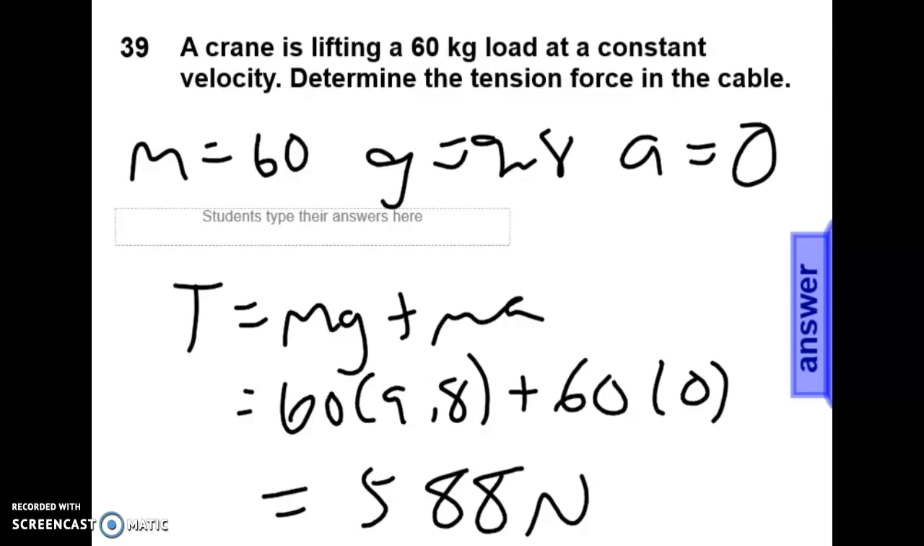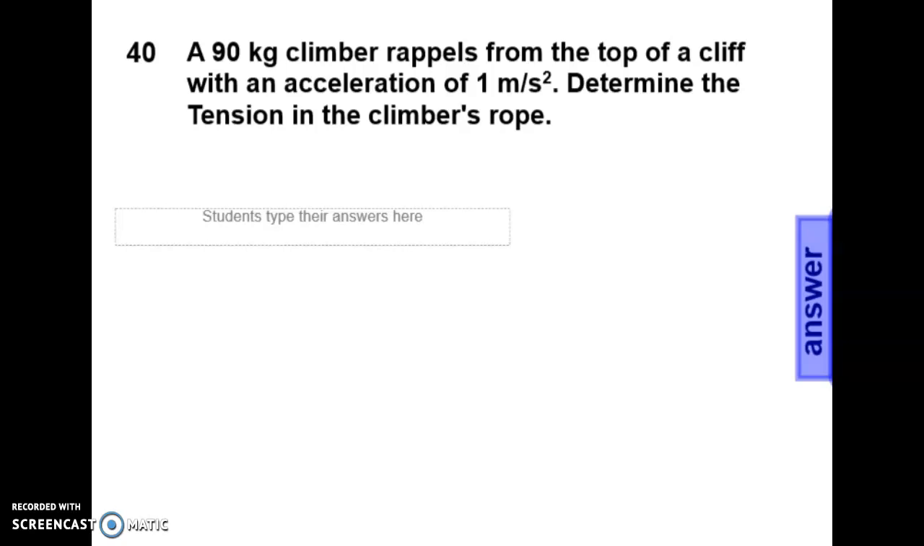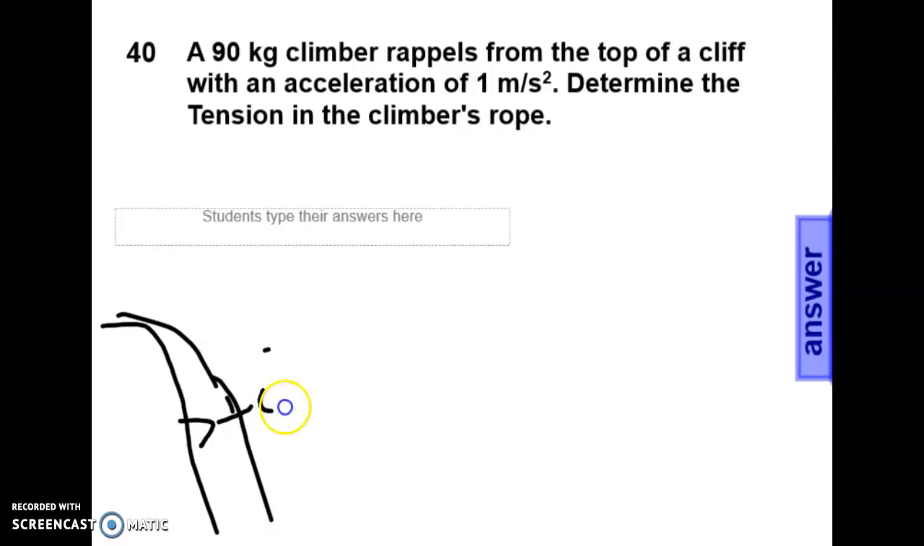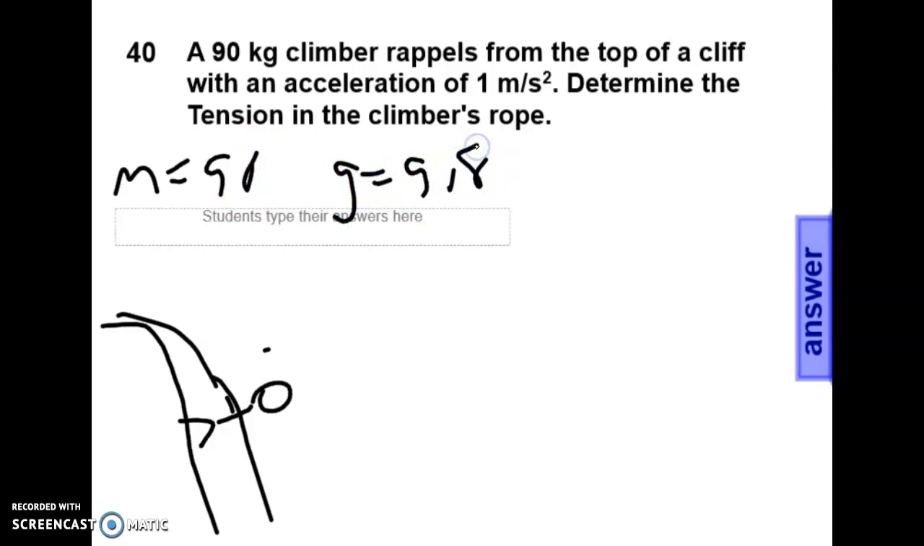In the next slide, remember we had a person that's rappelling down the cliff. The mass of that person is 90 kilograms. We know g is equal to 9.8. Now we need to identify the acceleration. The problem says the climber is rappelling from the top of the cliff with an acceleration of 1 meter per second squared. That means he's accelerating downward, so we need to make that a negative, which is -1.